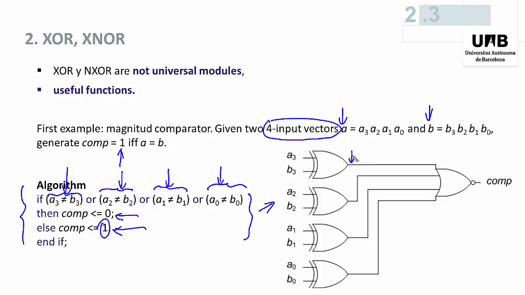This output is equal to 1 if A3 is different from B3. This output is equal to 1 if A2 is different from B2, and so on. And then there is an output NOR gate that will generate 1 if this input is 0, this one also, and this one also. That means that the output will be equal to 1 if A3 is equal to B3, and A2 is equal to B2, and A1 is equal to B1, and A0 is equal to B0. This is a first example.